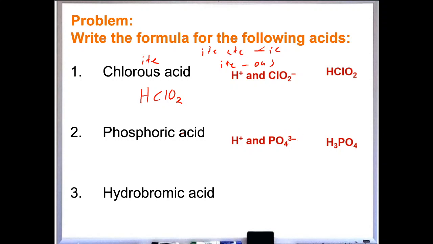Next one, hydrobromic acid. We have the word hydro, so we know it's binary. Bromic, we know it's bromide. Acid tells us it's an acid. So this is just H plus and Br minus, so just HBr.